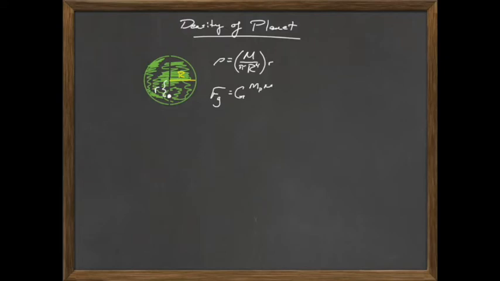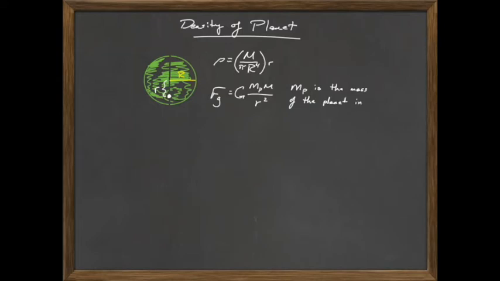So if we wrote for this planet a density function, let's say this is how the density of the planet varies: the mass divided by pi times the radius of the planet to the fourth power, times r. In other words, the further away you get from the center, the more density it has.